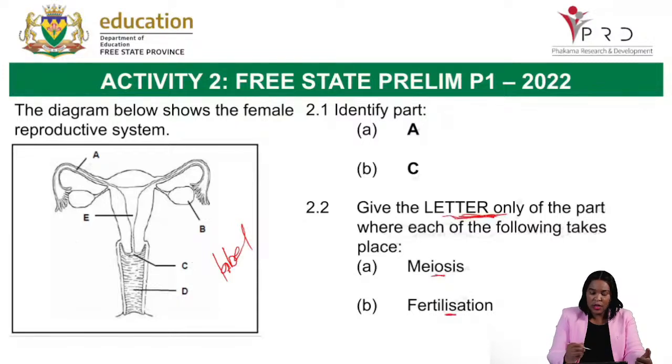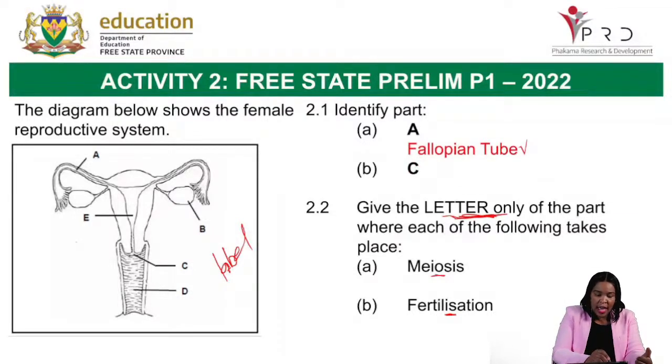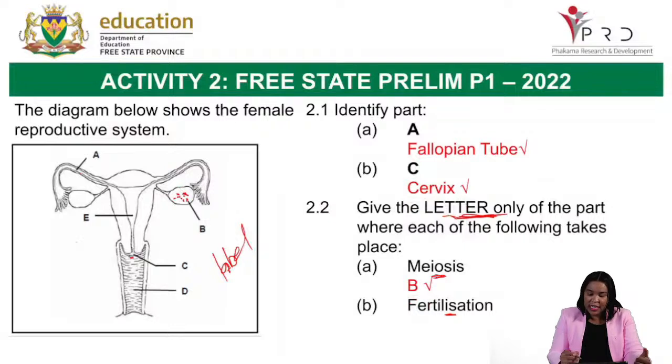So let us look at the answers. Your A will be your fallopian tube, and your C, what will be your C there? Your C will be your cervix. Then where does meiosis take place? Remember, they only just want the letter. It takes place in part B, here in the ovaries. And then where does fertilization take place? The fertilization takes place in the fallopian tubes, there in A.